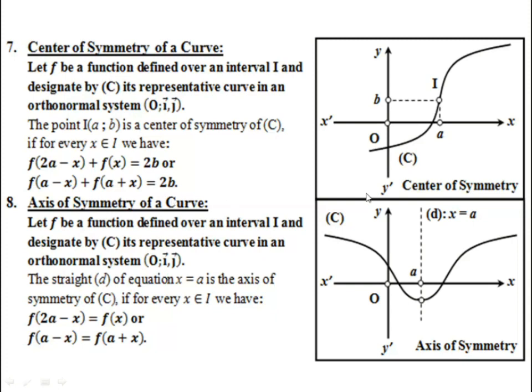For the axis of symmetry, to prove that the straight line D of equation x equals a is an axis of symmetry for the curve C of f, we have to prove also one of these conditions: either f of 2a minus x equals f of x, or f of a minus x equals f of a plus x.